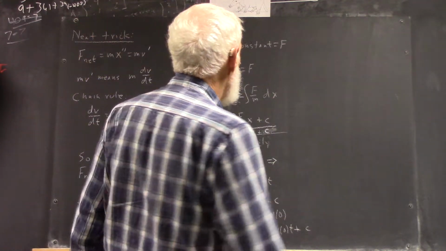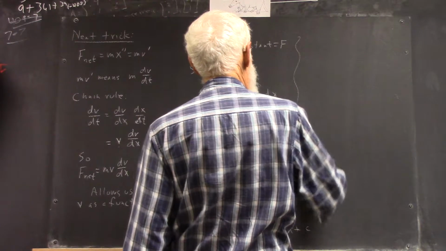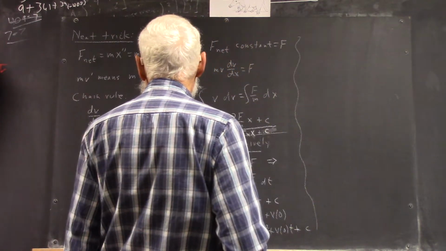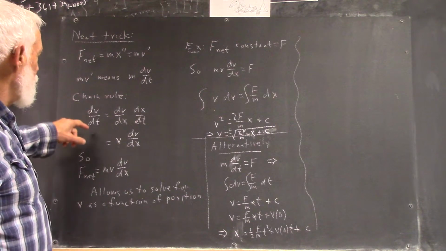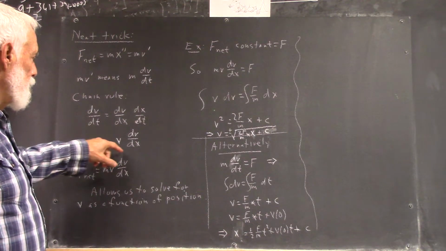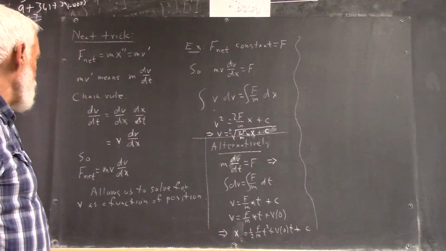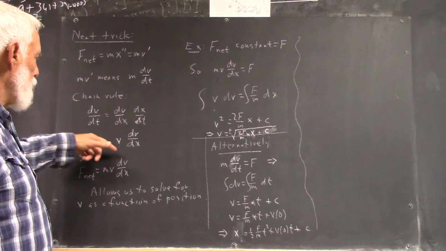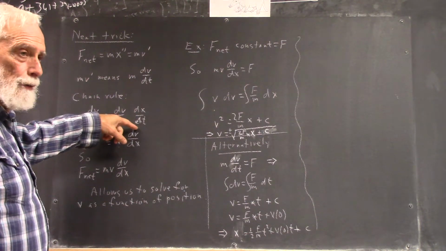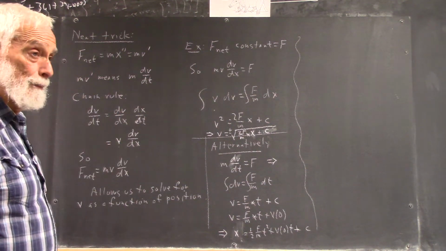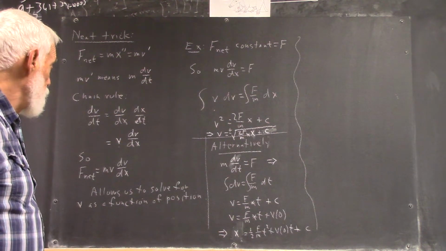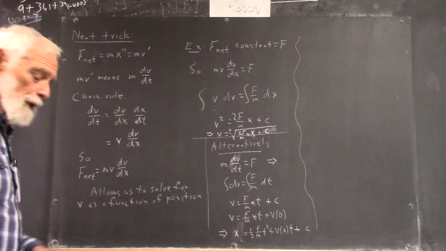Now, what I really want to get to is this idea that the rate of change of velocity with respect to time is velocity times the rate of change of velocity with respect to x. So, we want to talk about what this means.